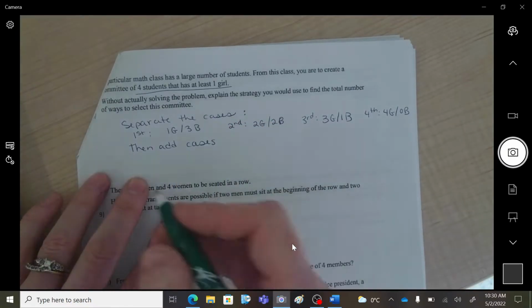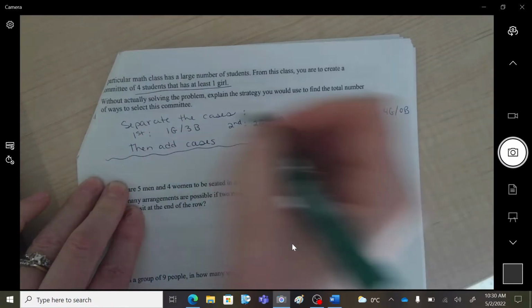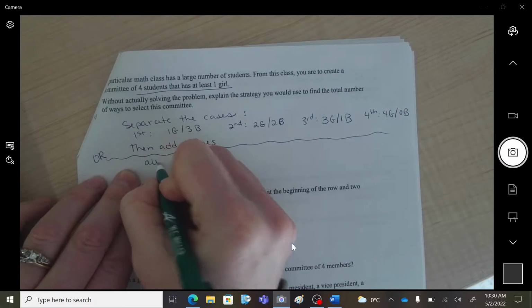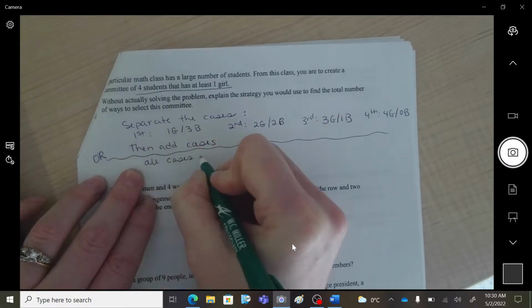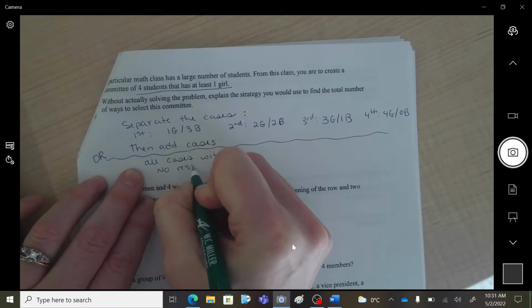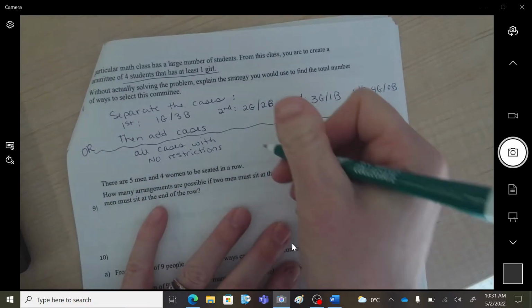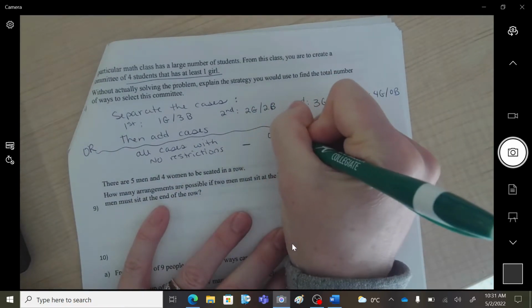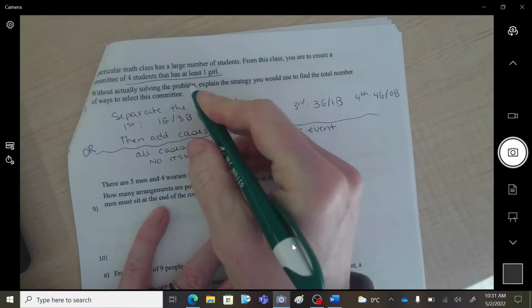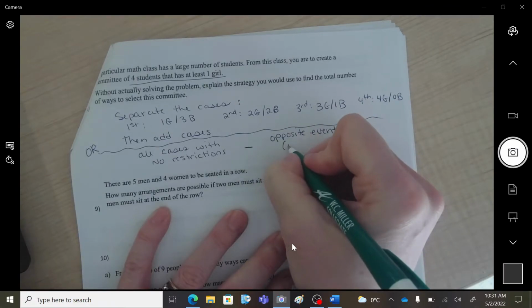Okay, the other way you could do this, you could do all cases with no restrictions minus the opposite event. And the opposite of having at least 1 girl is having no girls.